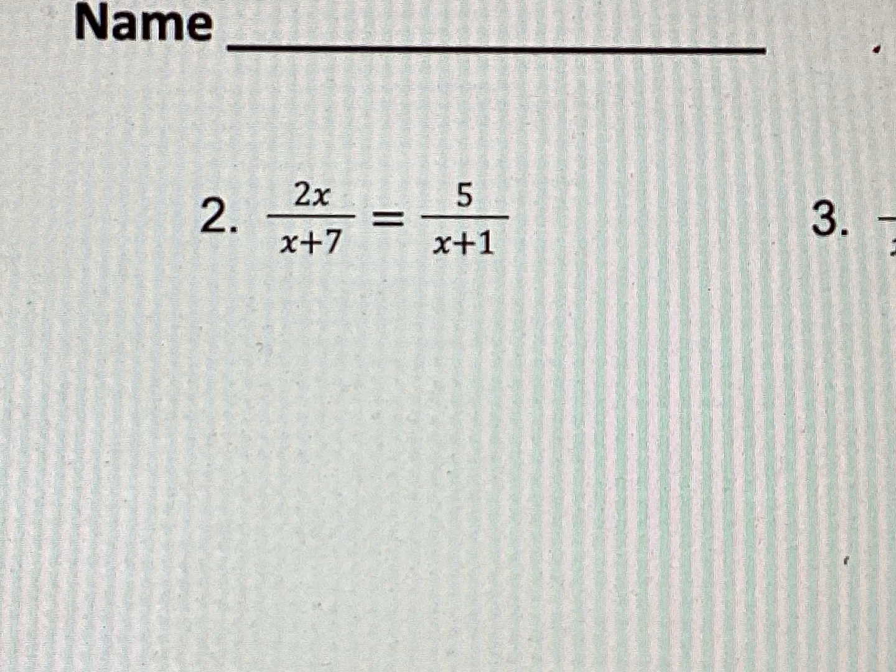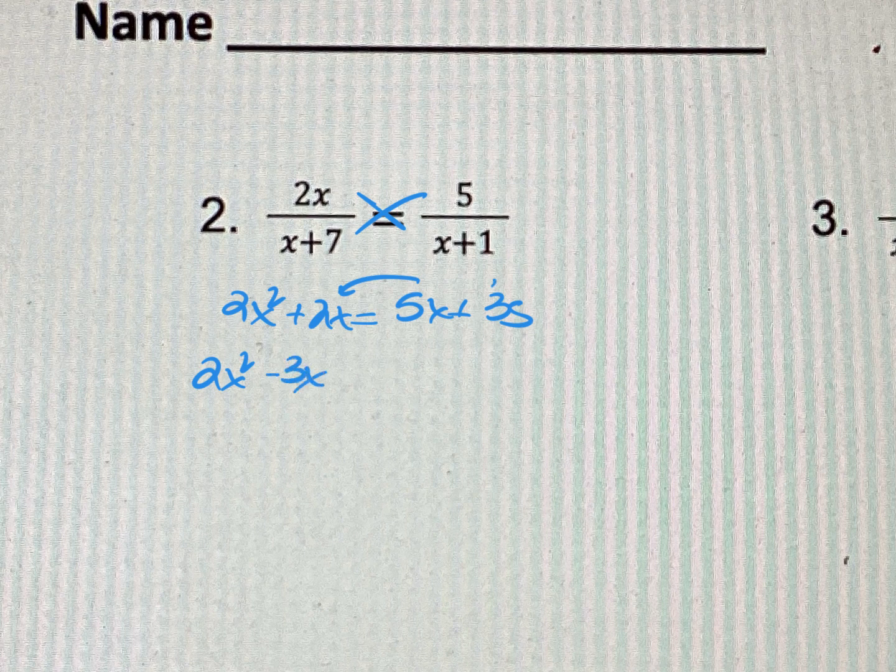or because it's a proportion, you can just cross multiply. So I'm going to do 2x times x plus 1, which would be 2x squared plus 2x. I'm going to do 5 times x plus 7, which would be 5x plus 35. And I'm going to move everything over. Anytime you have an x squared, I'm probably going to have to factor. So I'm going to move the 5x over there. It'd be a negative 5x. So 2x minus 5x is negative 3x. I'm going to move the 35 over also. Negative 35 equals 0.